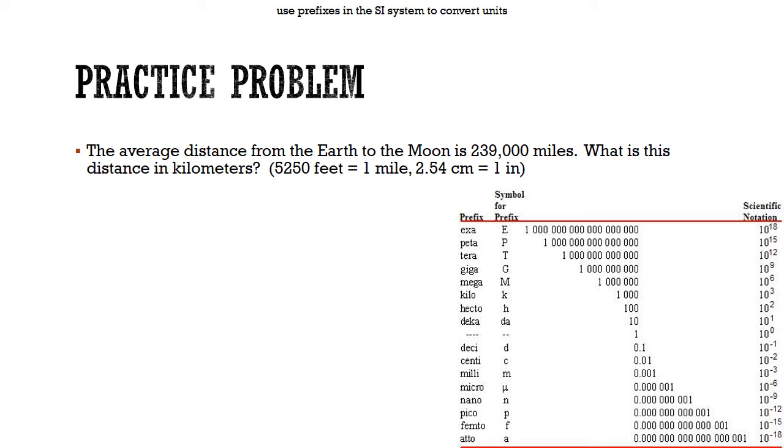So our question here: the average distance from the Earth to the Moon is 239,000 miles. What is this distance in kilometers? And I give you a couple of conversion factors here, or equalities. 5,200, that should say 5,280 feet, excuse me, typo there. 5,280 feet should equal 1 mile. And then the second one here, 2.54 centimeters equals 1 inch.